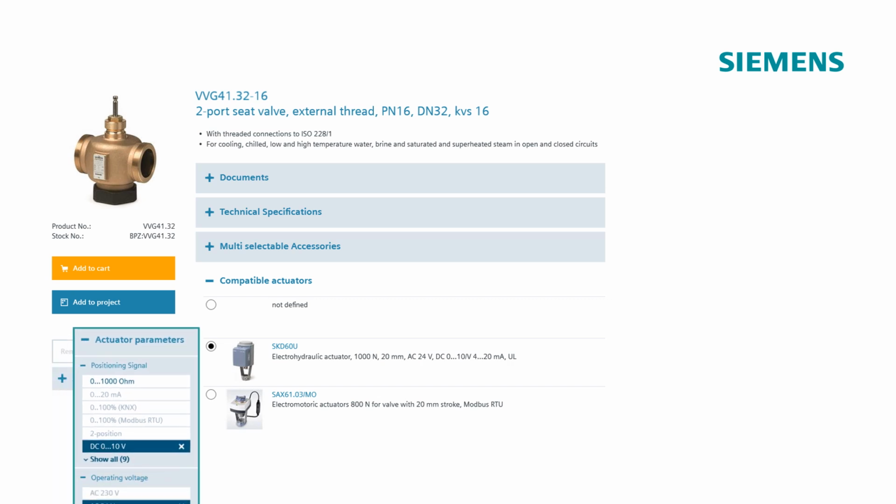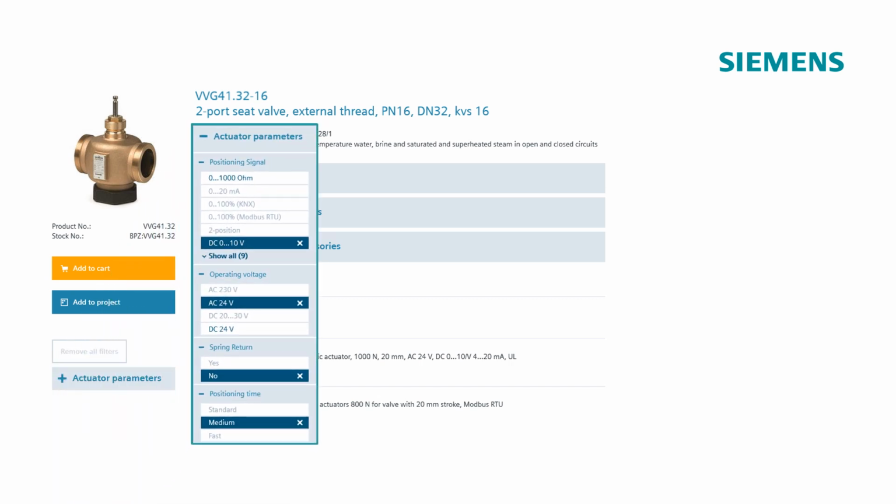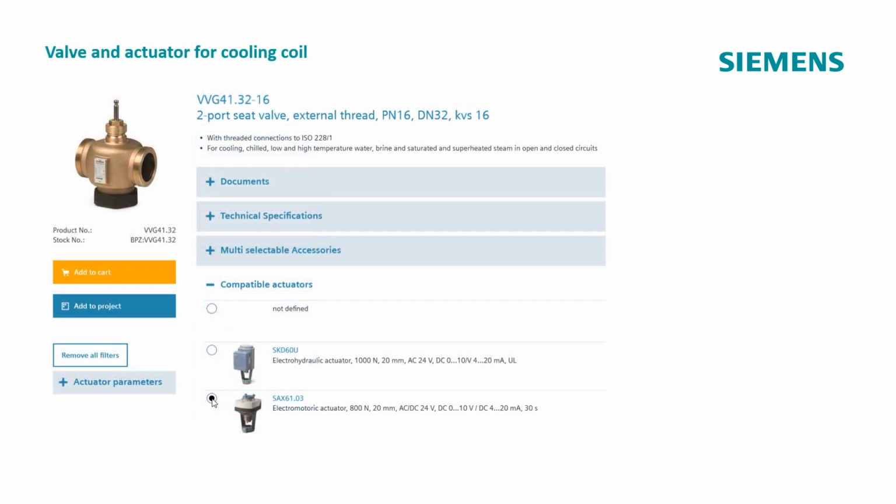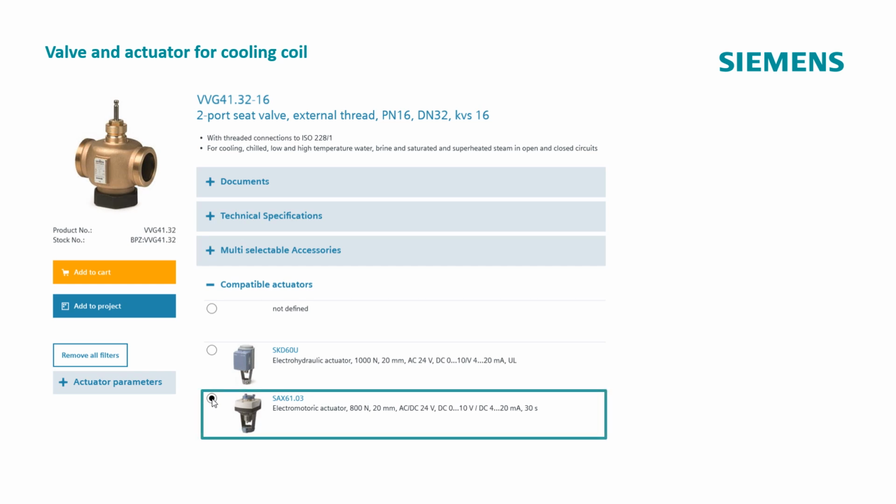Now the desired parameters for the actuator must be provided, such as positioning signal, 0 to 10 volt, operating voltage, 24 volts, positioning time, medium, that means 30 seconds, and so on. The selection is now limited to 2 suitable actuators. The actuator, SAX 61.03, is being selected and with that the valve and actuator selection is completed. This selection of valve and actuator can now be added to the cart, or if there are many valves to be selected, this selection can be added to a project.